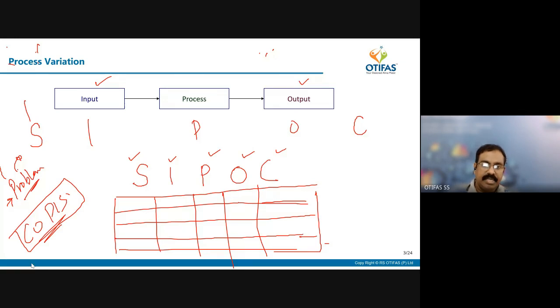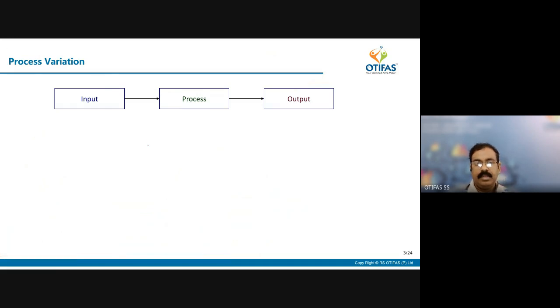Now let us understand the process in detail. Now, you understood what a process is. Processes are a set of interrelated activities which transform input into output. To understand a process in a better way, let's take an example of making a pizza. Now tell me, what are the inputs required to make a pizza?